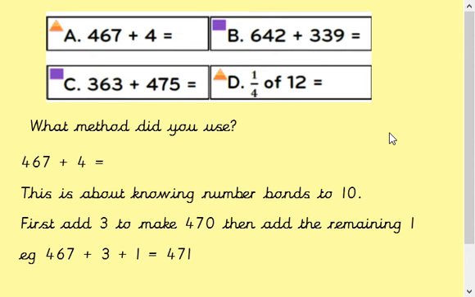Okay, for our answers then. First question, 467 plus 4. Again, similar to yesterday, this is about knowing your number bonds to 10. First, you would need to add 3 to make the number the nearest or next 10, which is 470, and then you would add the remaining 1. So 467 plus 3 will make 470, and then plus 1 would be 471.